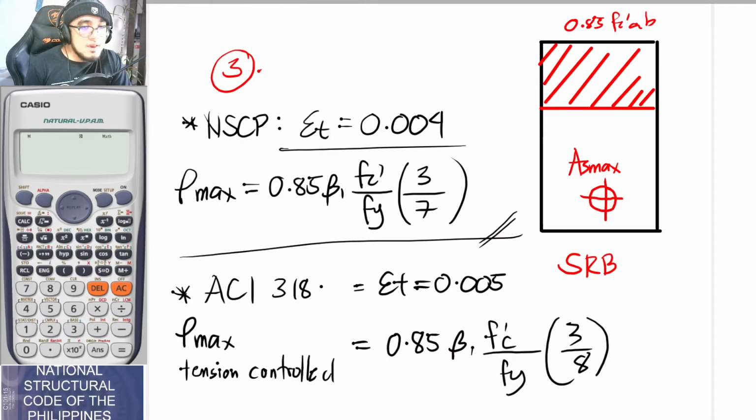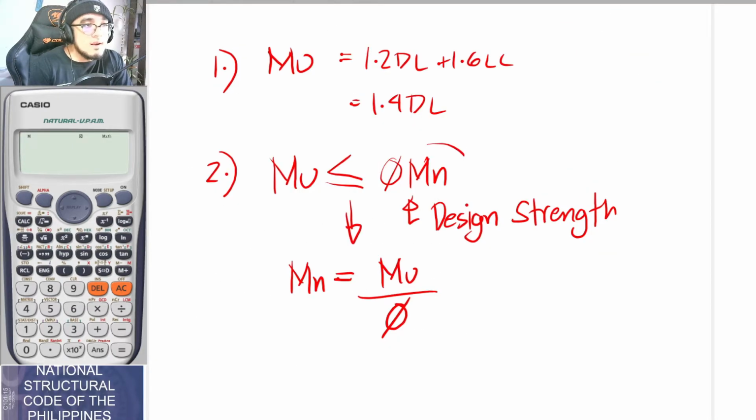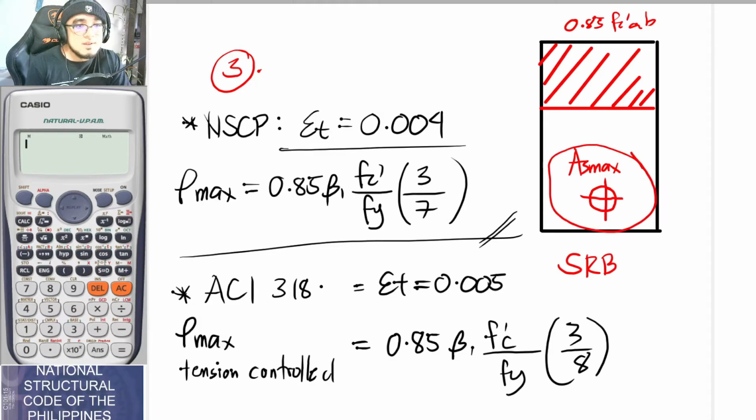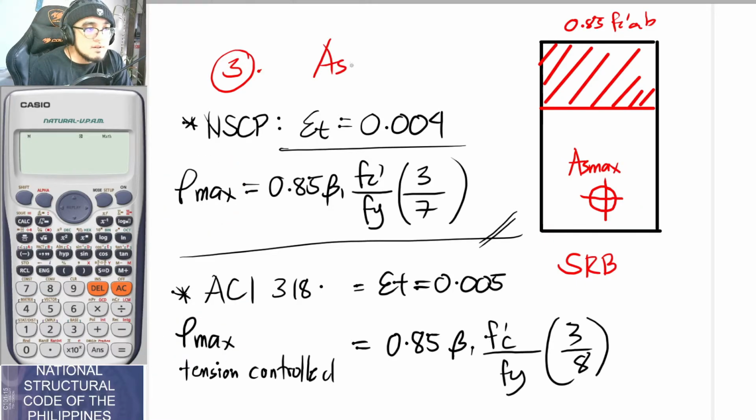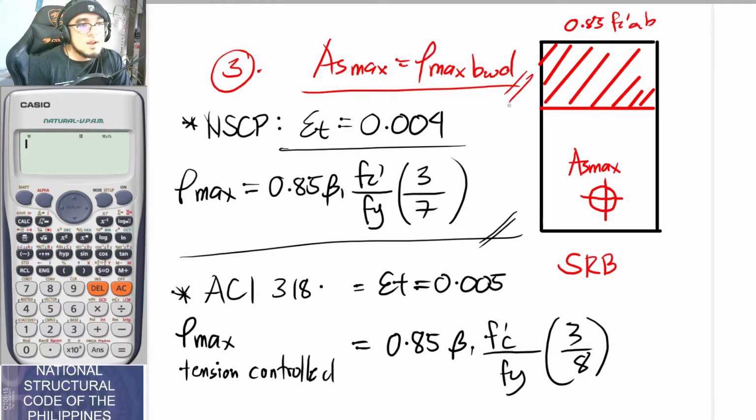Okay, so anyway, that was a short detour because of this rho max. So once again, our main goal here is for us to get As max. And once that we have solved for As max already using your rho max, your As max is equal to your rho max times bw d. So once that you already know the value for your As max, you will now solve for it.